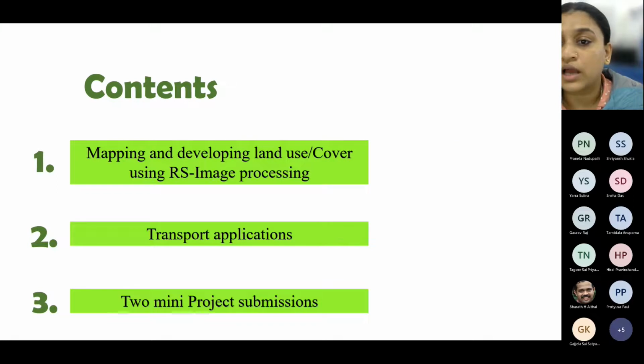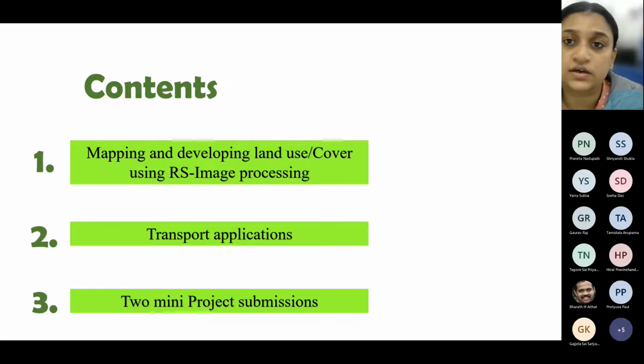One will be mapping and developing land use and cover image using the remote sensing image processing technique. And the second part of the class will be about transport applications, and they will involve two mini project submissions from your side. So I hope this part is clear.